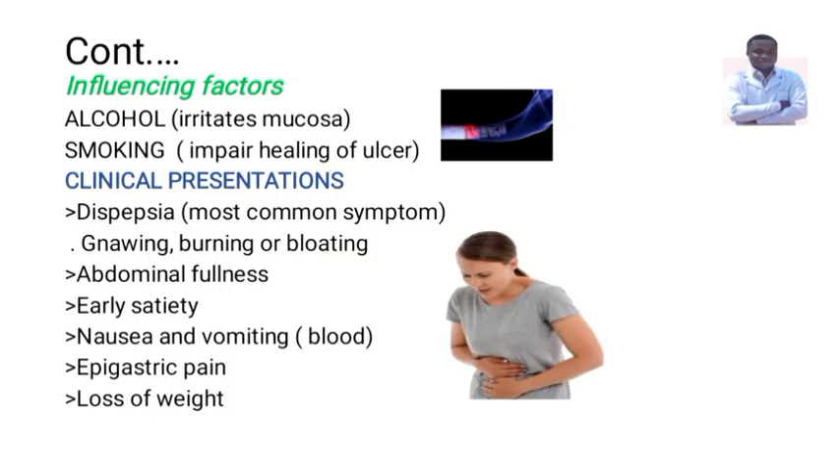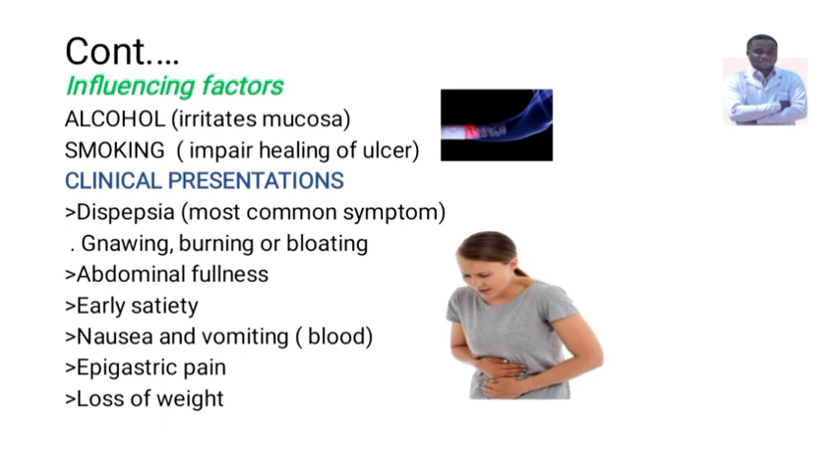But we have influencing factors such as alcohol and smoking. The alcohol irritates the mucosa lining, but also smoking impairs healing of the ulcer. It is important to note this: alcohol and smoking are influencing factors for one who has already developed an ulceration.